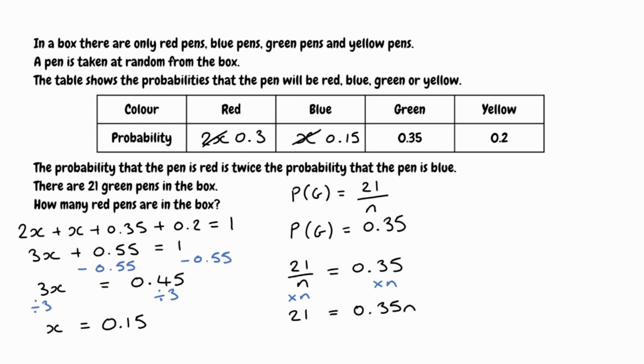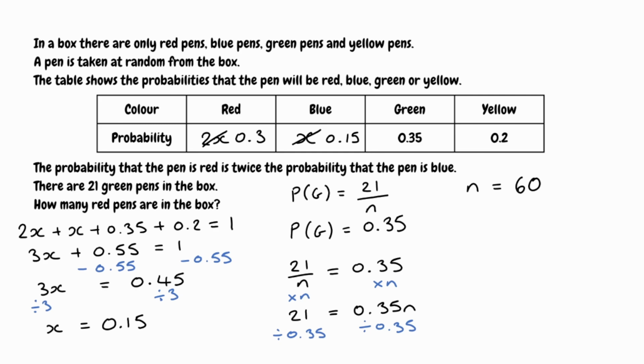So now I want n on its own. So I've got 0.35 multiplied by n. So to do the opposite of that, I'm going to divide by 0.35, which means I must also do it to the left-hand side. So if we do 0.35n divided by 0.35, that's just going to leave us with n. And then if we do 21 divided by 0.35, that's going to leave us with 60. So there are 60 pens in total in the box.